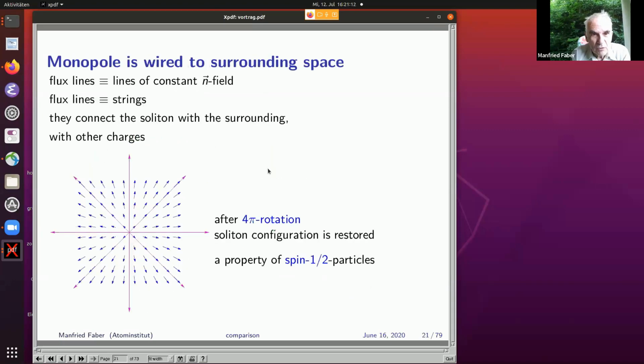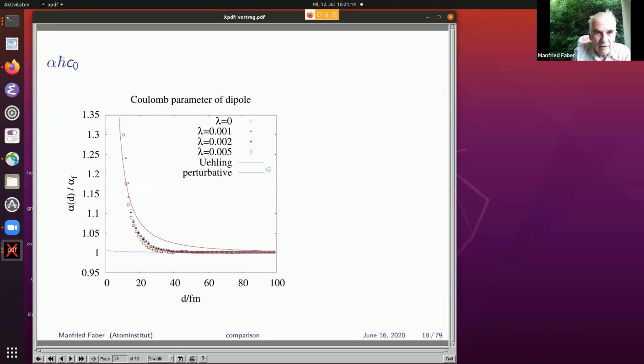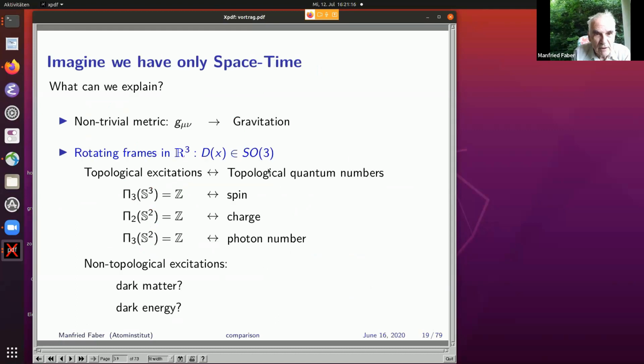And I wanted to mention again that we have 3 topological quantum numbers here. We have pi 3 of S3, which is spin, pi 2 of S2, which is the charge, and pi 3 of S2, which is the photon number. This is what I told before.